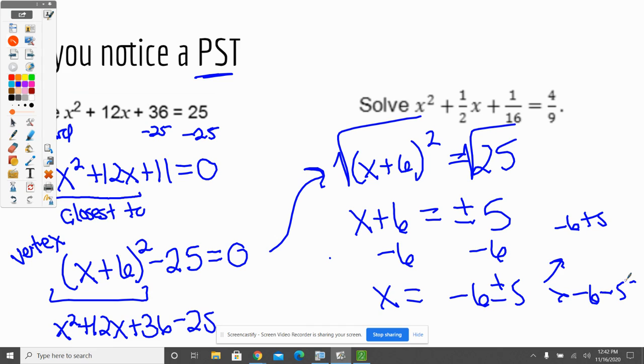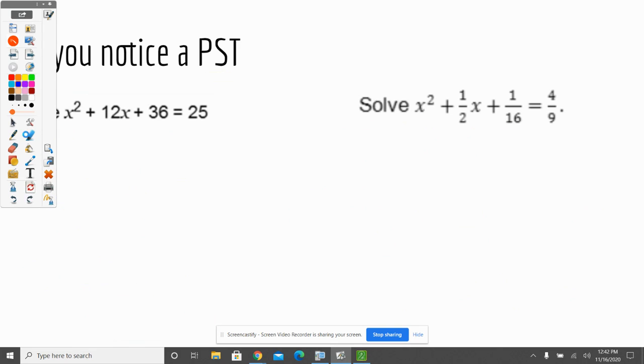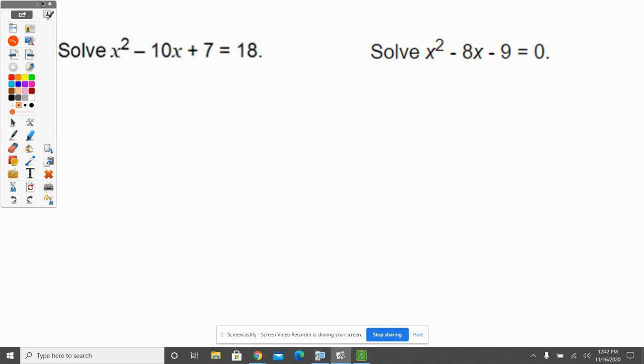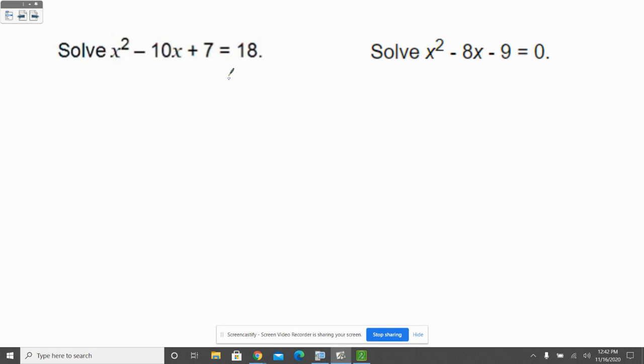Okay, so let's look at another example. We're not going to do the one with fractions yet because that's a little messy. Let's try this guy. Okay, so this is not a perfect square trinomial, so we need to get 0 on one side. So let's subtract 18. Well, now I get x squared minus 10x minus 11 equals 0.